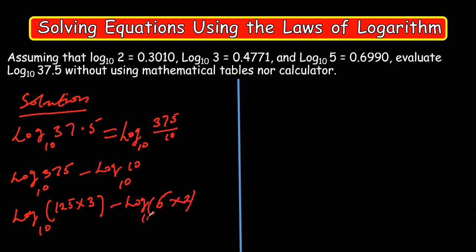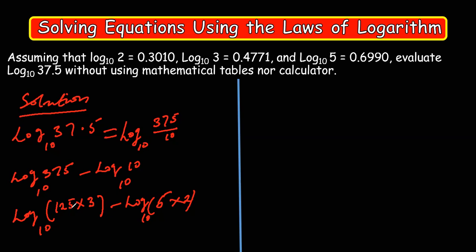Let's not forget the base here. And then we simplify this one further. Further simplification is going to give us this value here. It's going to give us 5 raised to the power of 3. And then we can go ahead to do the simplification and get the answer.